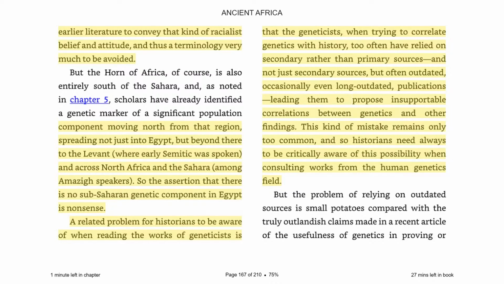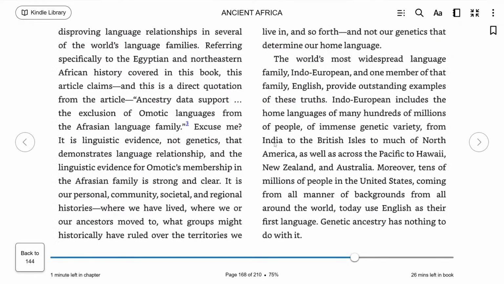Now, he gives an example: but the problem of relying on outdated sources is small potatoes compared with the truly outlandish claims made in a recent article of the usefulness of genetics in improving and disproving language relationships in several of the world's language families. So geneticists are trying to use genetics to explain language relationships in articles.